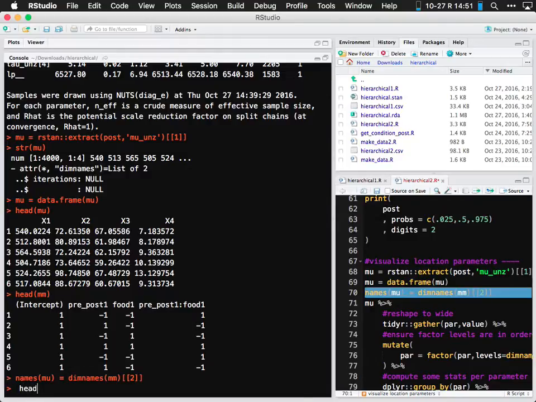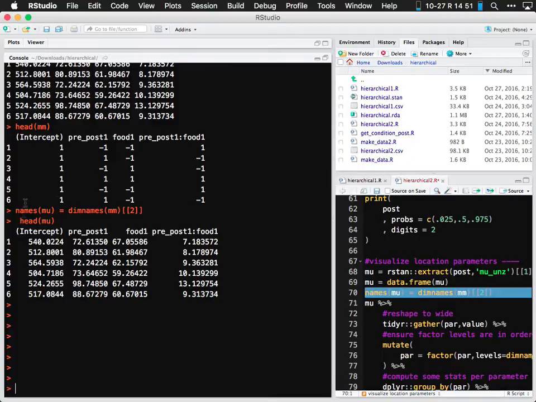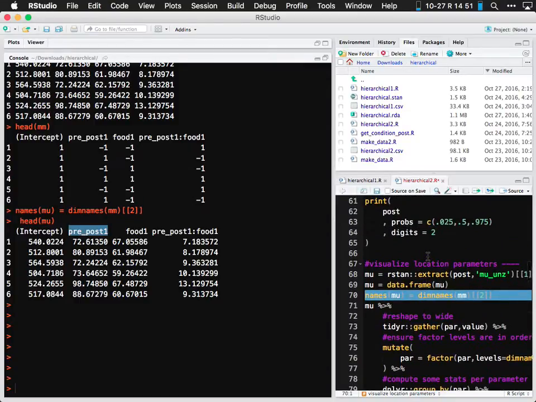So if I look at the head of mu now, they're just more informative. They tell me as the reader what is in those columns. How do we know when to have some of them with a square bracket one and some of them without? I happen to know that MM is a model matrix, and it has 2 dimensions in its names. One dimension names the rows, the other dimension names the columns. So I need the second dimension, the names from the second dimension.